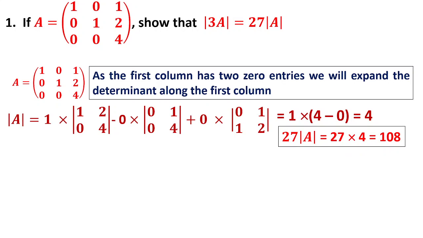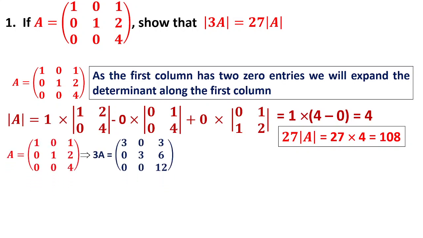Therefore, now we want 27 into determinant A. It is 108. That is the right hand side I have found. Now I have to find 3A. What is the meaning of 3A? All of you know this is nothing but scalar multiple of a matrix. Therefore, I got it as 3, 0, 3, 0, 3, 6, 0, 0, 12.